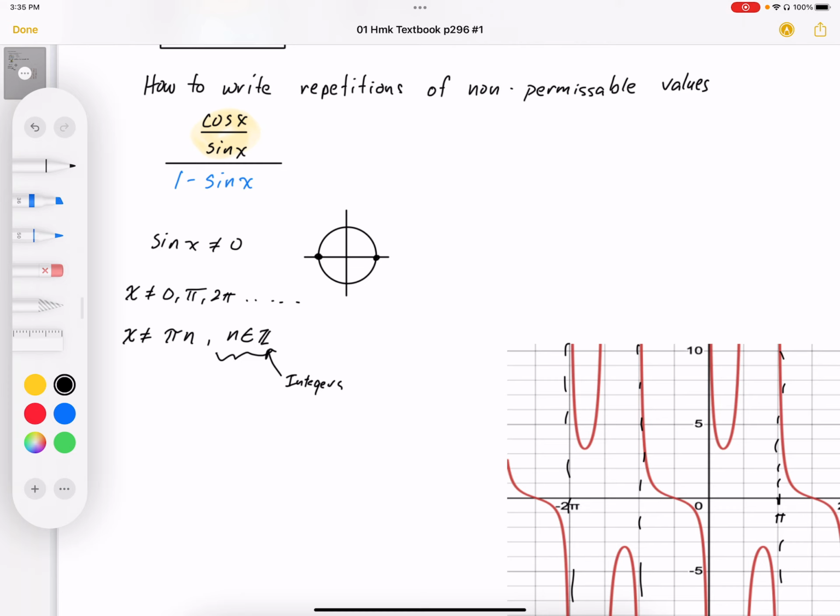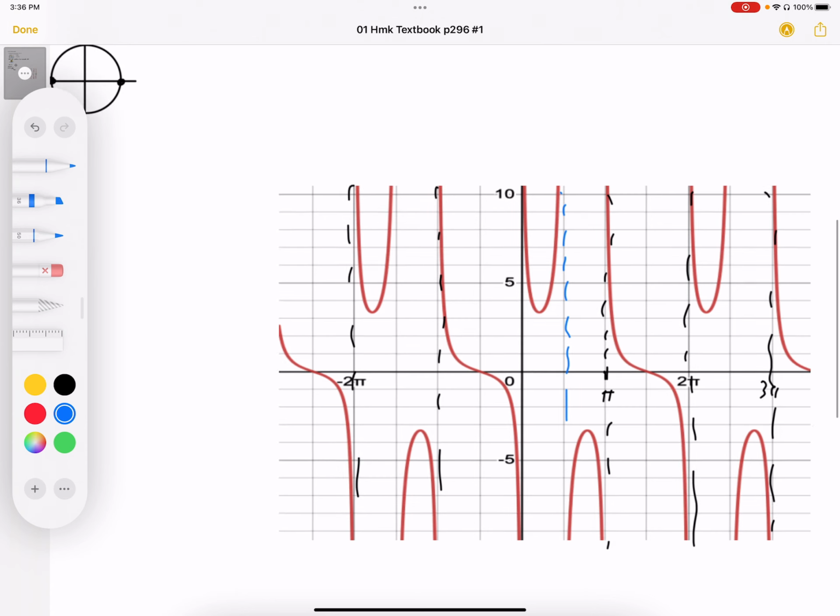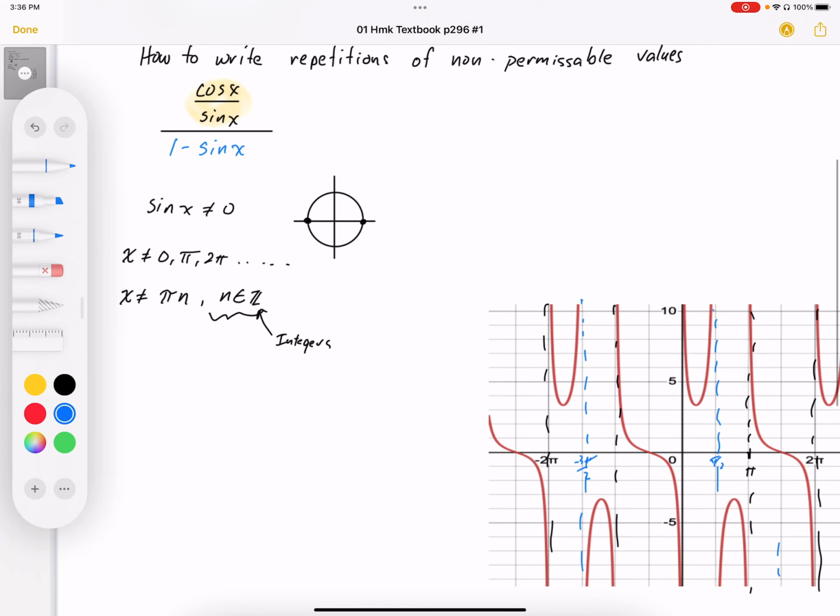Notice that there are also other vertical asymptotes in here that are non-permissible values. Okay, if I take a look at my graph, there's one at pi over 2. Oops, there's one at pi over 2, and then the next one occurs here at 5 pi over 2. And those blue ones are separated by 2 pi. Okay, so if you look at this one here, that's going to be at negative 3 pi over 2. So the spacing is different than the black ones, and that's based on the other restriction, 1 minus sine x.